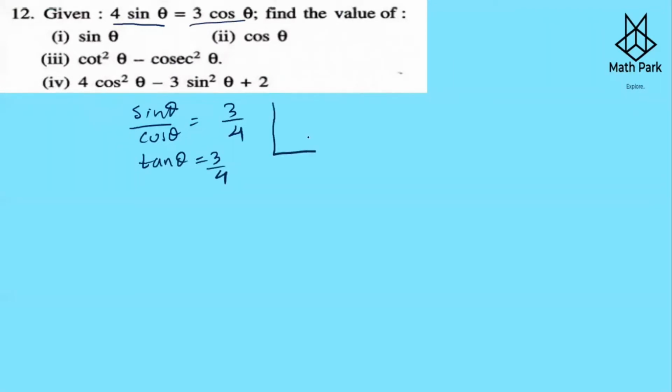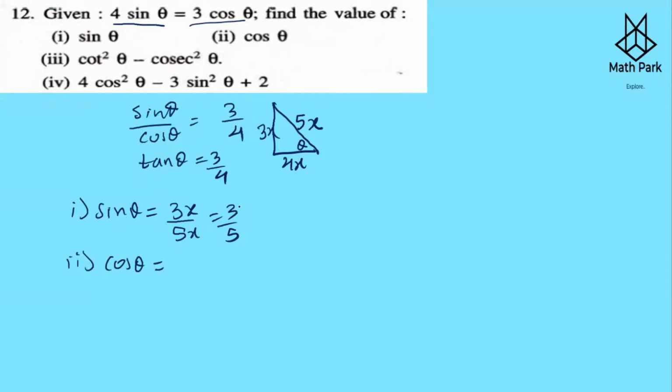So let us draw a right triangle where theta is an acute angle. So tan theta is opposite upon adjacent. So this becomes 3x and this is 4x. So by Pythagoras theorem, we get this as 5x. Now we are asked to find sine theta. So the first part, that is sine theta. Sine theta is opposite by hypotenuse. So opposite is 3x and hypotenuse is 5x. So 3x upon 5x, which is 3 upon 5. Then second is cos theta. Cos theta is adjacent upon hypotenuse, which is 4 upon 5.